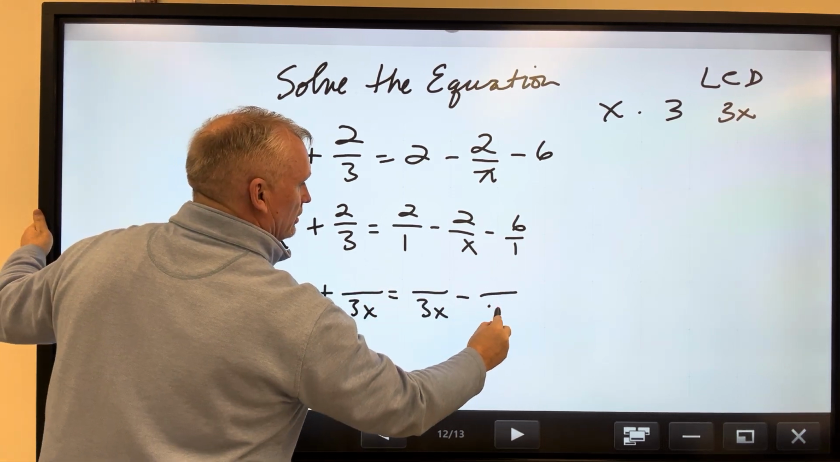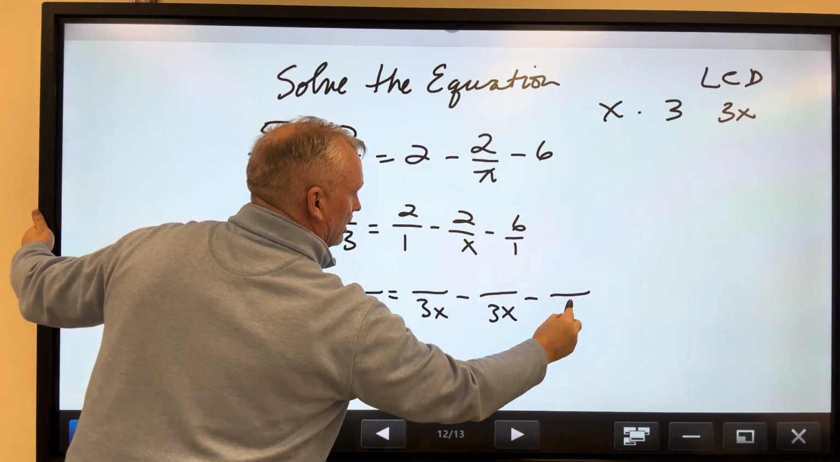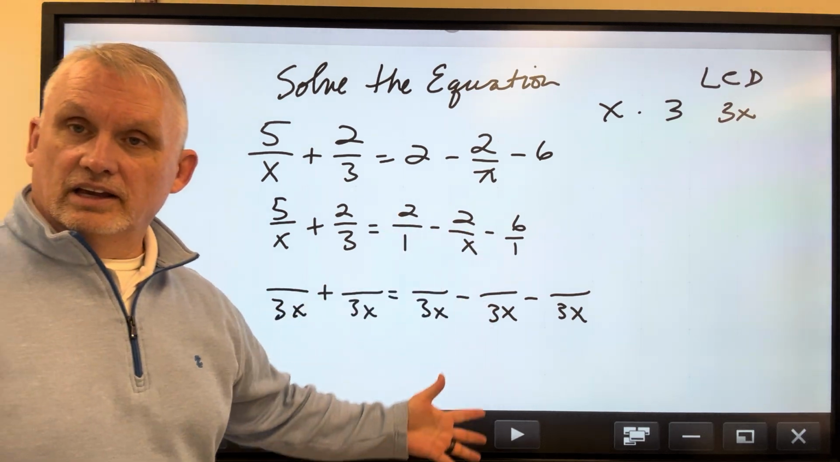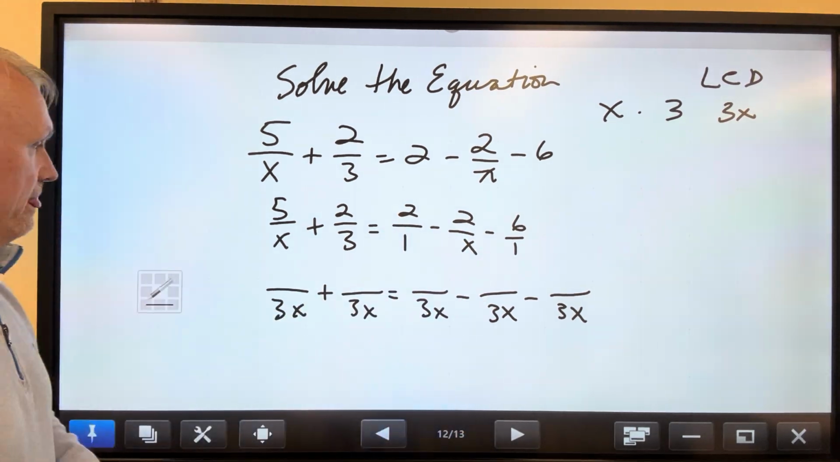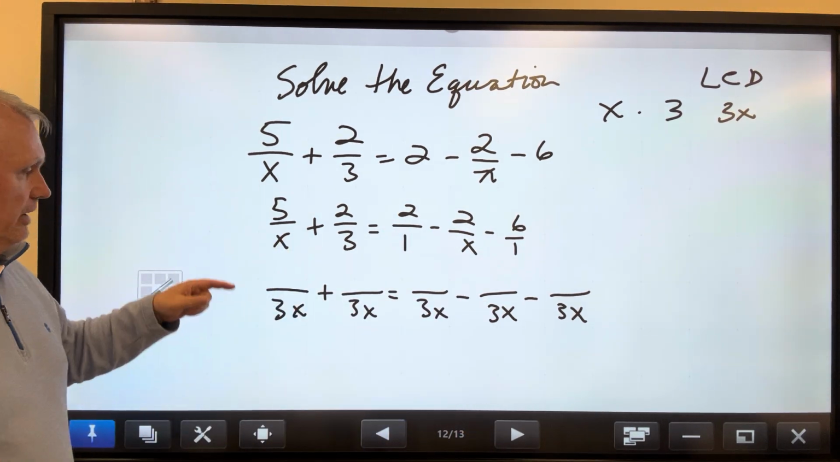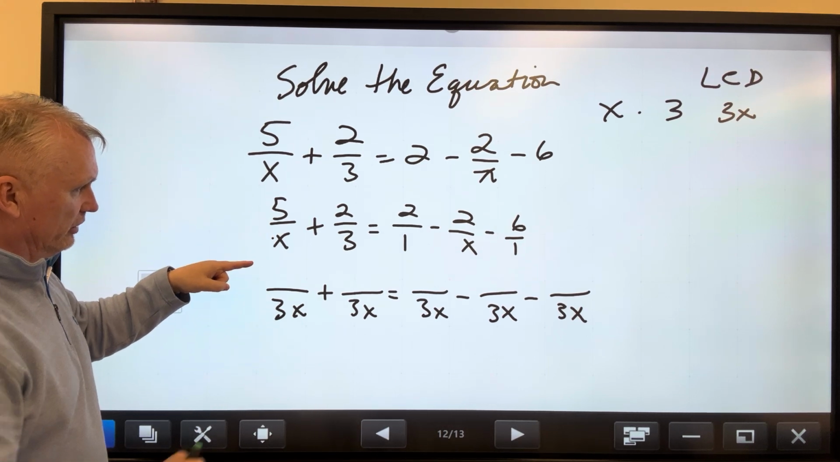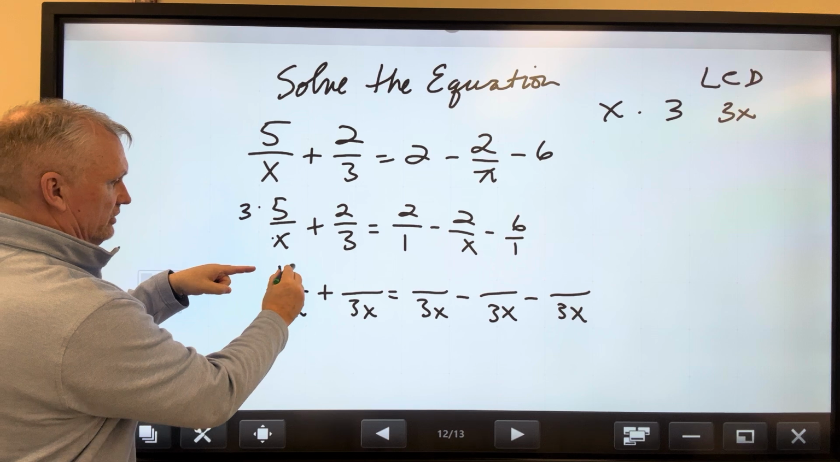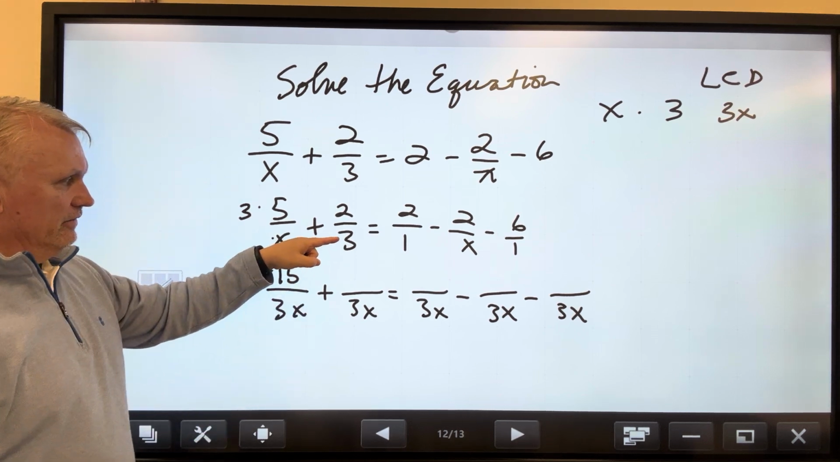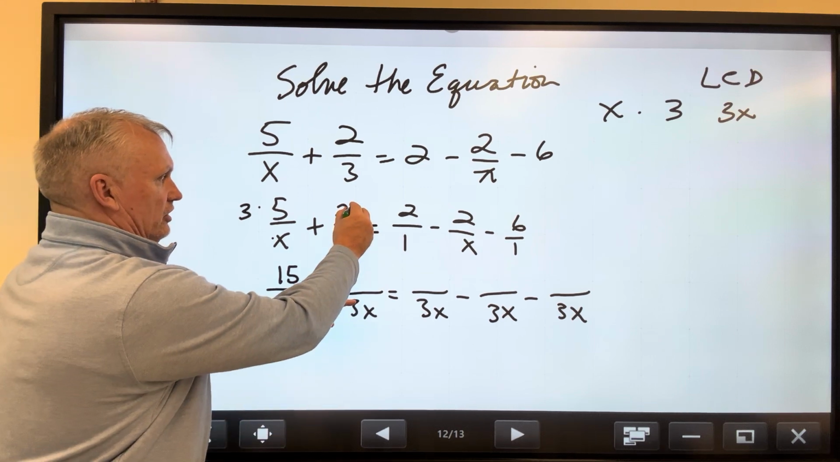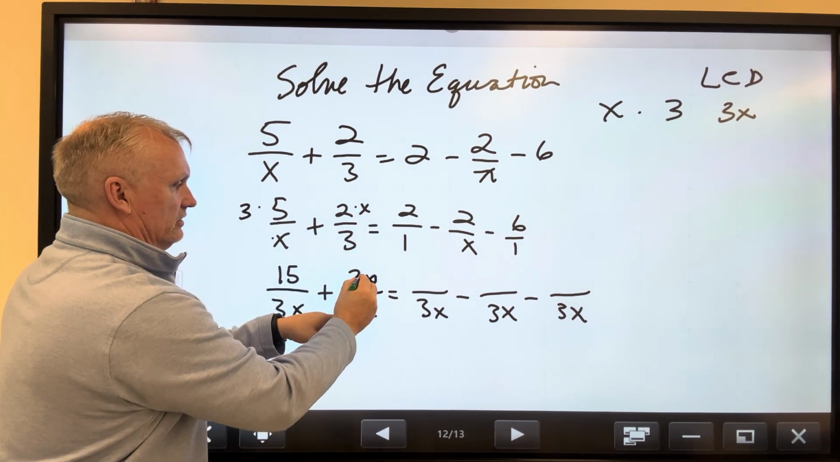Now you can see in the book that they do it a little differently than this. I think that this keeps it organized because I'm asking myself the same question. How do you get from this denominator to this? Well, you multiply it by 3, so you multiply the top by 3, which is 15. How do you get from this denominator to this? Well, you have to multiply it by x, so you multiply the top, so that's 2x.